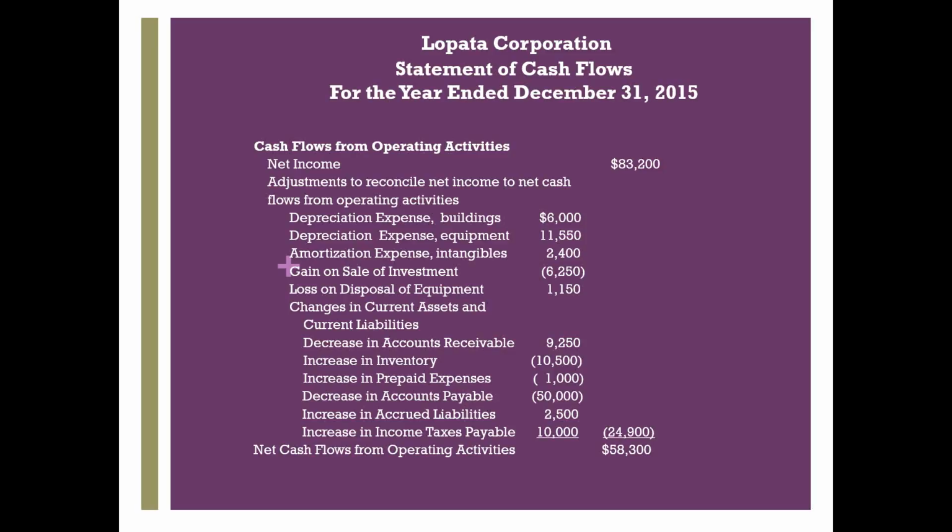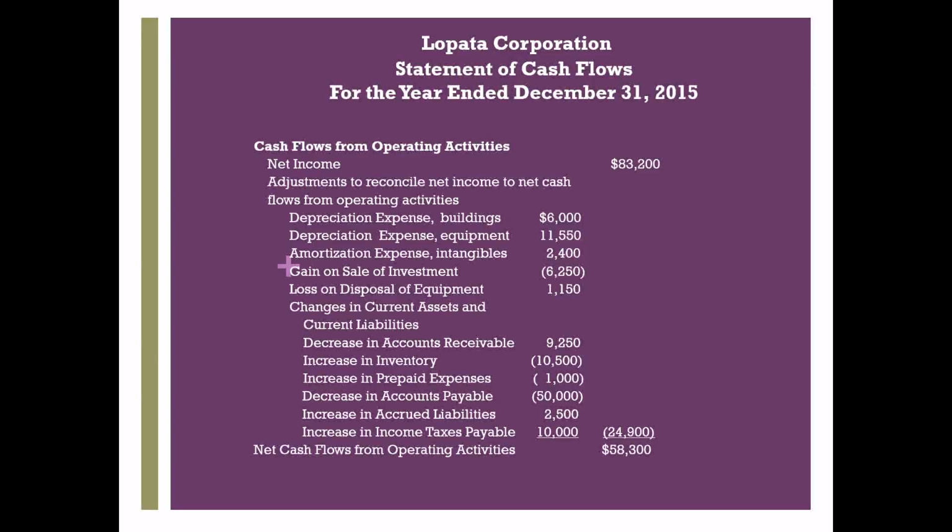Now if inventory increases, that means you bought more inventory, so cash is going out. So that's an outflow of $10,500. Prepaid expenses work the same way. If that was, say, a prepaid insurance account, that means you bought more insurance, so cash is going to decrease. Now, current liabilities work in the same direction. So you decrease a current liability, you decrease cash. You increase a current liability, you increase cash. So that's why those are working that way.